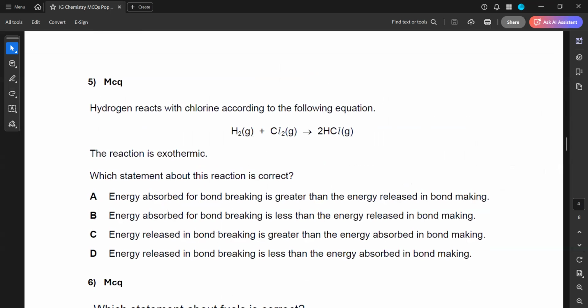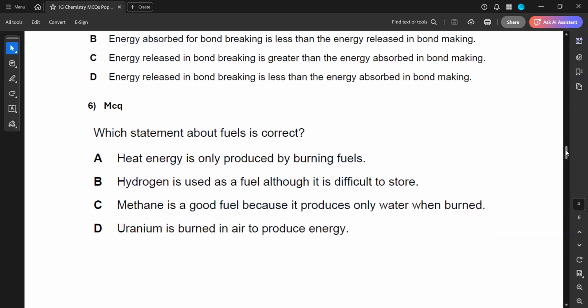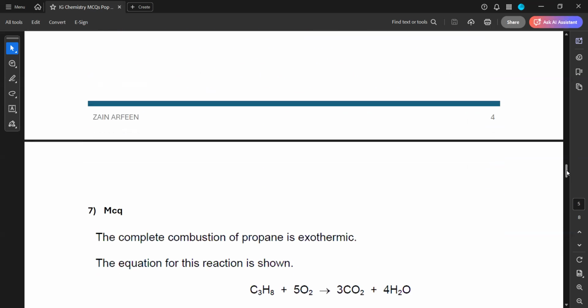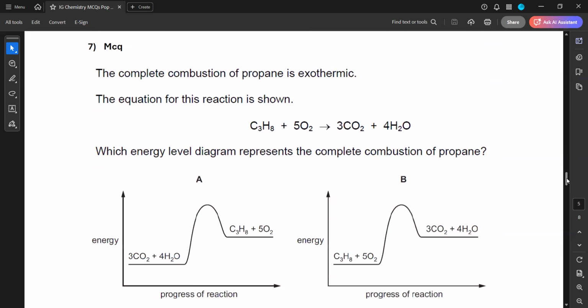Question 5, any doubt? The correct answer for this one is B. Because in an exothermic reaction, more energy is released than absorbed. So the reaction will be categorized as exothermic. Question 6. Which statement about the fuel is correct? Hydrogen is used as a fuel, although it is difficult to store. The main limitation of using a fuel cell is the storage problem for hydrogen. It's difficult to store.